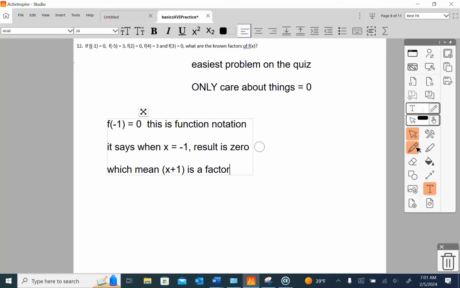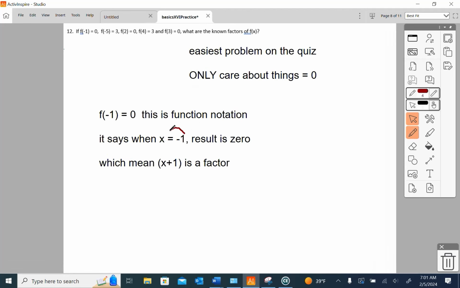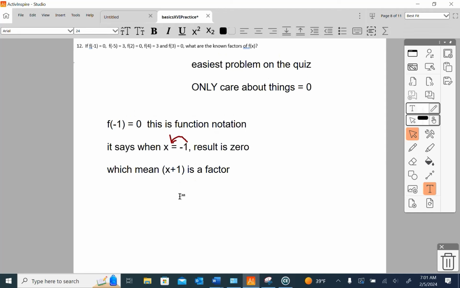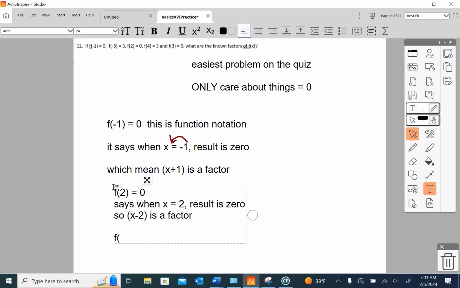How did I come up with x plus 1? I did a simple concept called shift left. That's all I did. What else do I notice? I notice that f of 2 is a 0, which says when x equals 2, the result is 0. So x minus 2 is a factor. And I also see that f of 3 is 0, which by now you should be able to convert to a factor. The factor is x minus 3. Easiest question on the quiz.